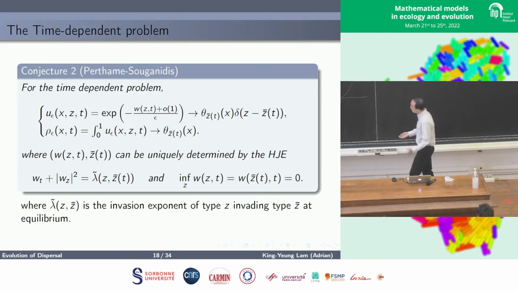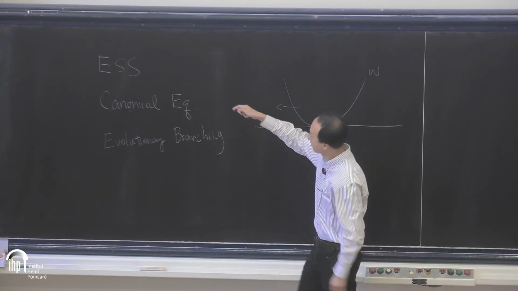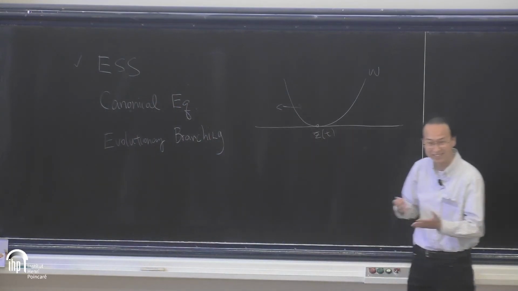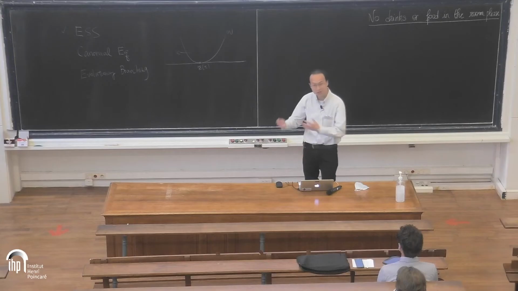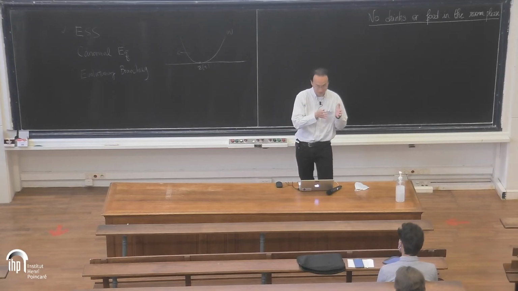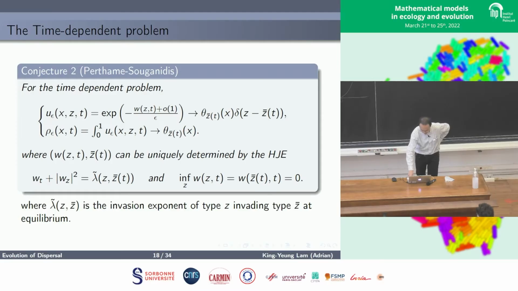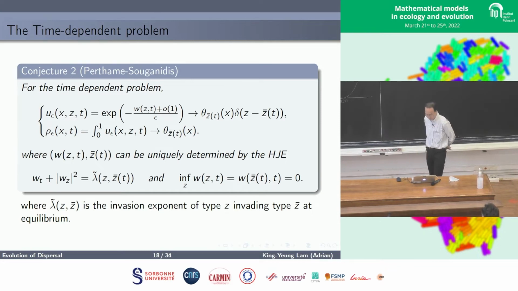So at the equilibrium level, one can say that this is accomplished in a pretty satisfactory way. So this is the correspondence from the structured population model to the concept in the Hamilton-Jacobi equation. What is open is this question alluded to in the paper of Perthame and Souganidis.